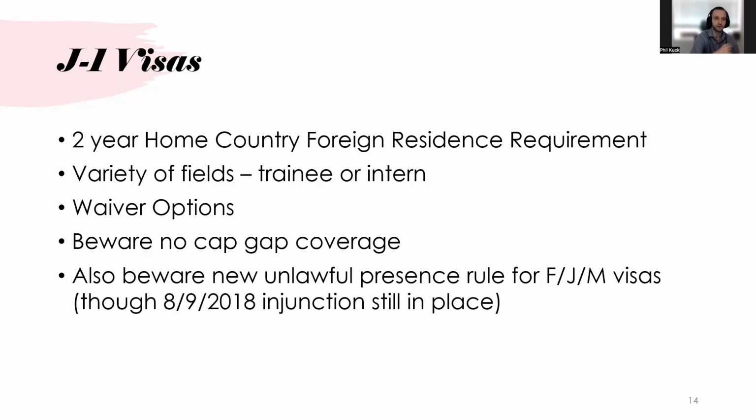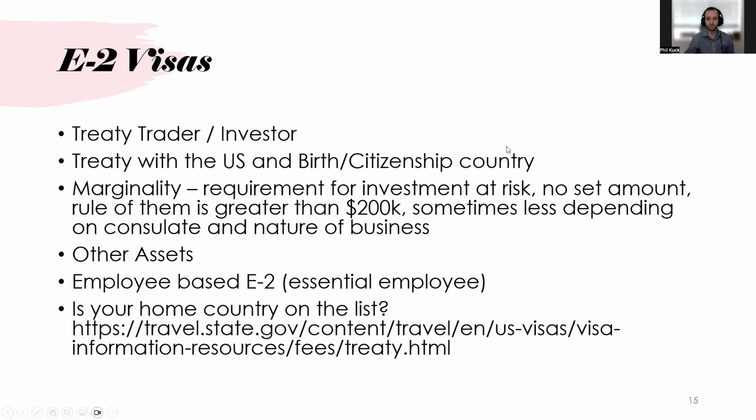There's waiver options, right? So you can get a no objection waiver from the Department of State. Those are actually pretty easy to get. You just have to get a letter from your consulate saying that, and then the Department of State approves it, and you can go about your business with the other change of statuses you need to. There's no gap coverage, so you need to make sure that you're not overstaying. There was a new unlawful presence rule for F, J, M visas, but there's an injunction on it, so you guys don't really need to worry about it for now. I guess if you hear that the injunction's been stayed, then think about that.